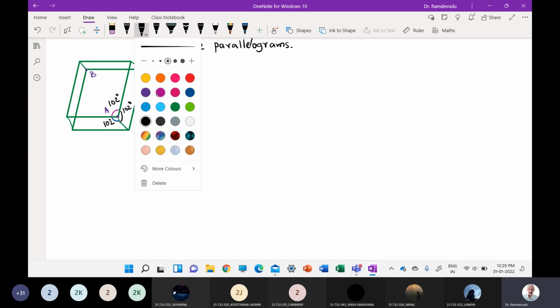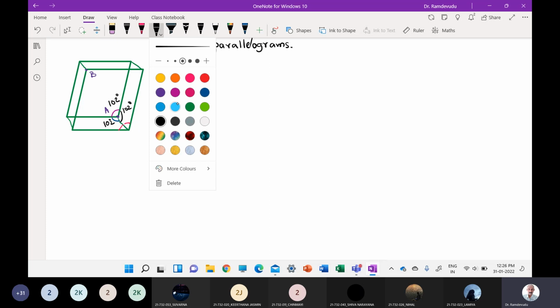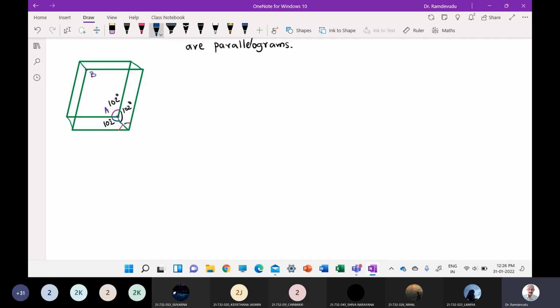But what is the angle, this angle? Can you tell me what should be this angle? This angle or this angle? Anyone? Can you tell me what is this? 78. Yeah, good. So this angle is 78 degrees and this angle is also 78 degrees. Okay. So calcite crystal will have this.